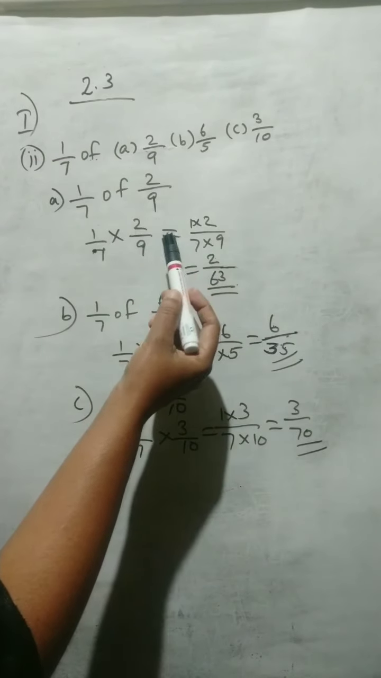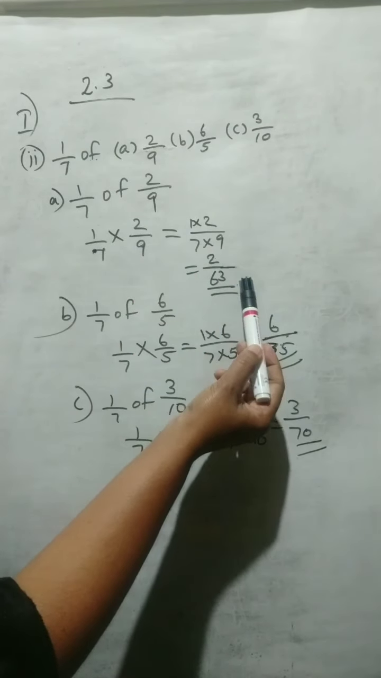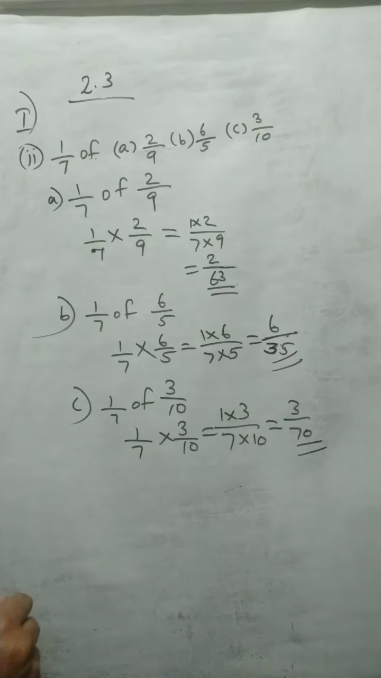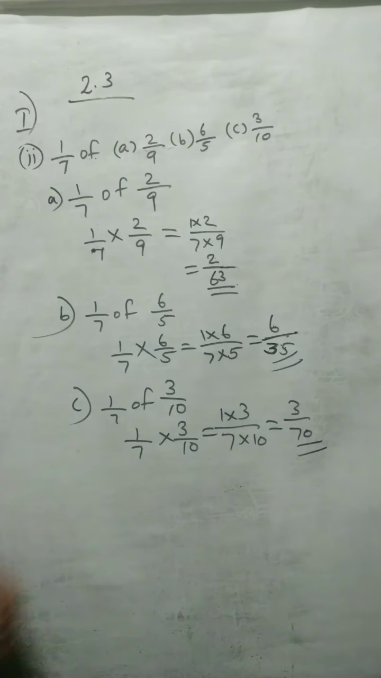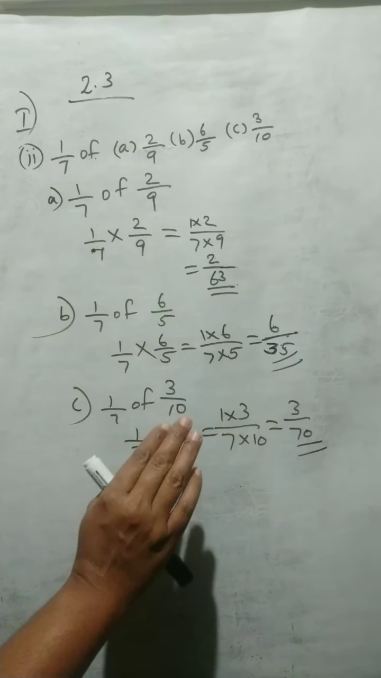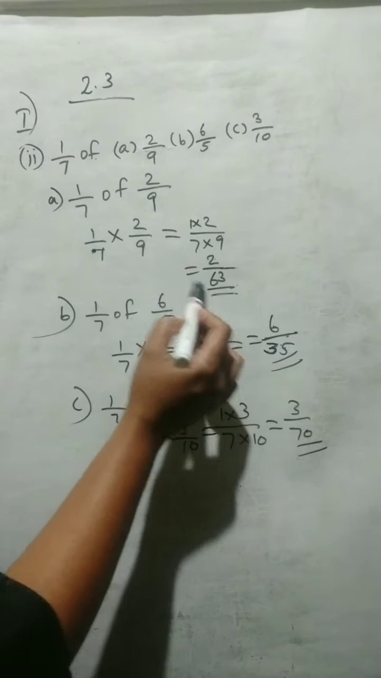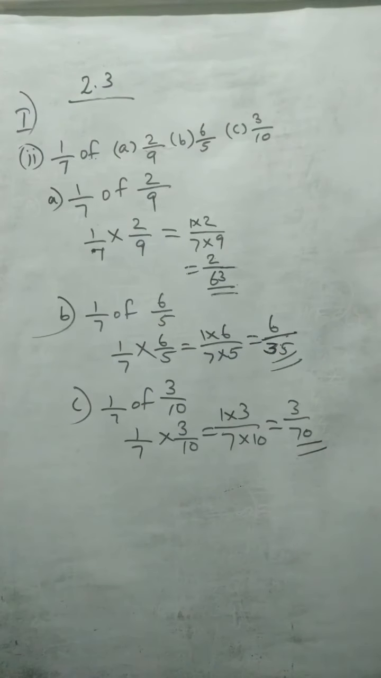If 1 is the only common factor for the numerator and denominator, then we don't want to divide both the numerator and denominator, because that will be the simplest form. That fraction is in the simplest form itself. Okay.